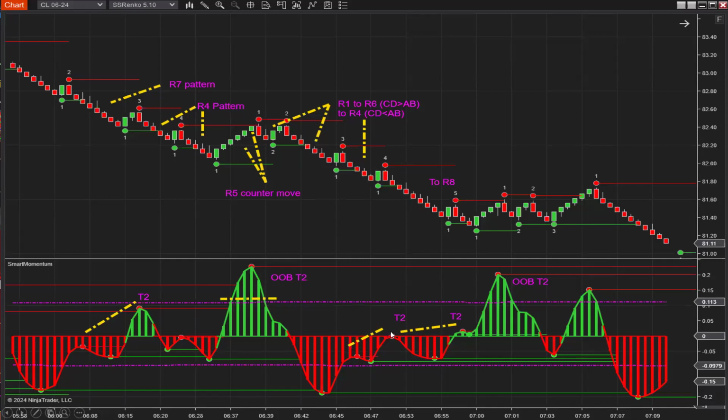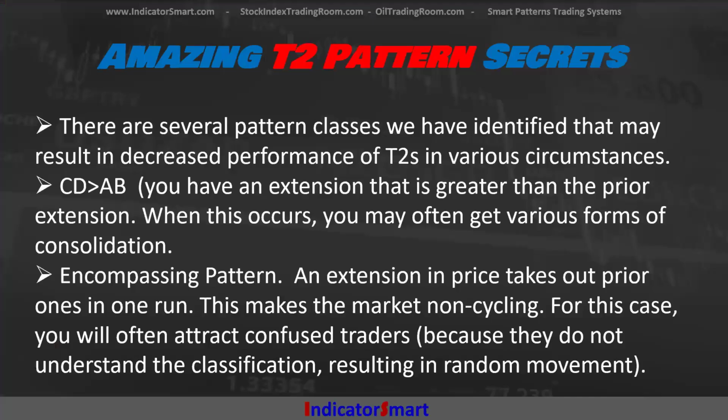Here's a CD is greater than AB. One is R8 right here. Usually when you get something like that, that's the biggest thing on this chart, you're going to be looking for some consolidation. Now that's the general pattern there. I have some other classifications. We will revisit this chart in a minute after I go over these patterns verbally.